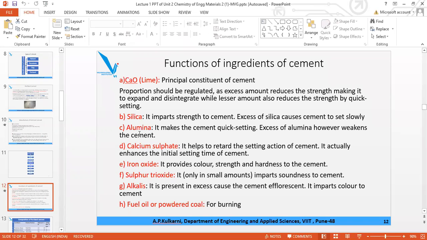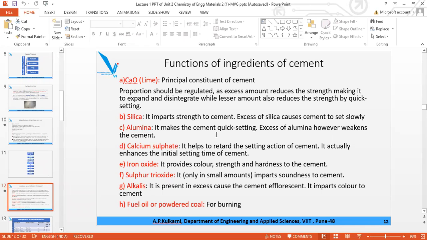Now, each constituent should be there in a calculated amount. If it is in excess or if it is less, in both cases it is going to affect the strength. That is why each constituent specified in the list should be in proper proportion. Otherwise, it hampers the strength of the cement. Either it lowers it, or there is no scope that it will increase the strength. So CaO is the principal one, and it is responsible for the strength.